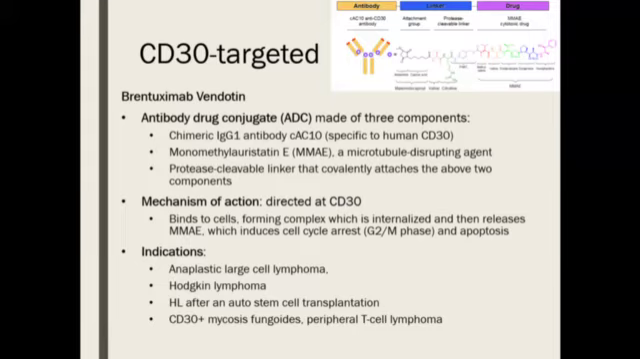These CD30 products, brentuximab is approved for the labeled indications below: anaplastic large cell lymphoma, Hodgkin's, which is of course a big player, Hodgkin's after auto, as well as CD30 mycosis fungoides, and peripheral T-cell lymphoma.